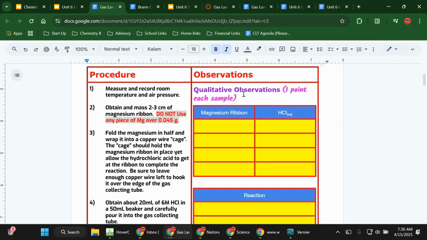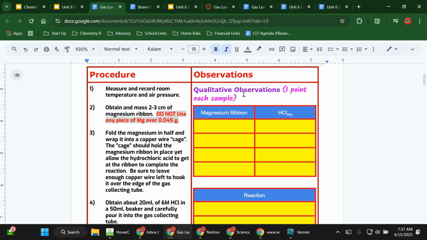Okay, so step 2, you're going to get a piece of magnesium ribbon. They are already cut and sitting by the balances in the lab. But this part is very important, ladies and gentlemen. Do not use any piece of magnesium that is over 0.045 grams. Because if you do, you will produce more gas than the gas collecting tube can measure, and you will have to start all over again and throw out all your results thus far.